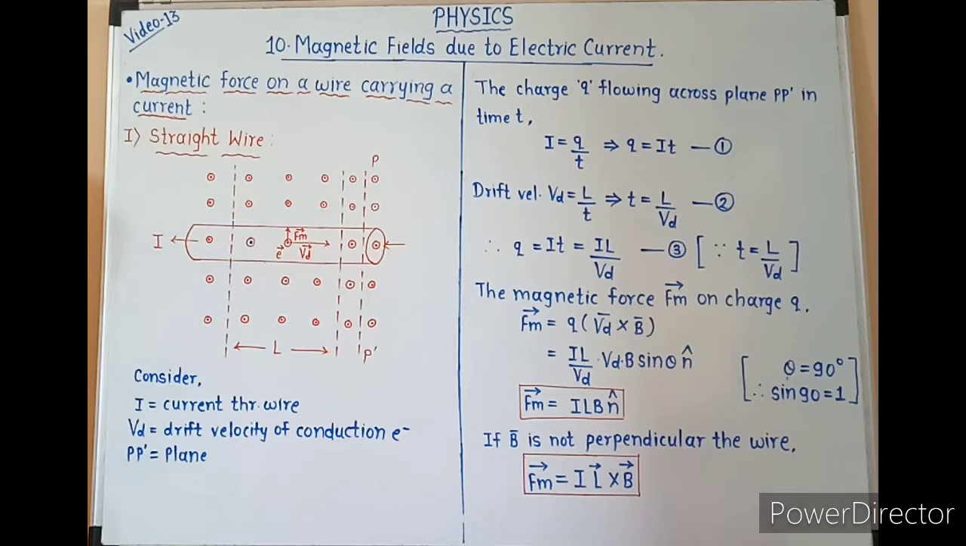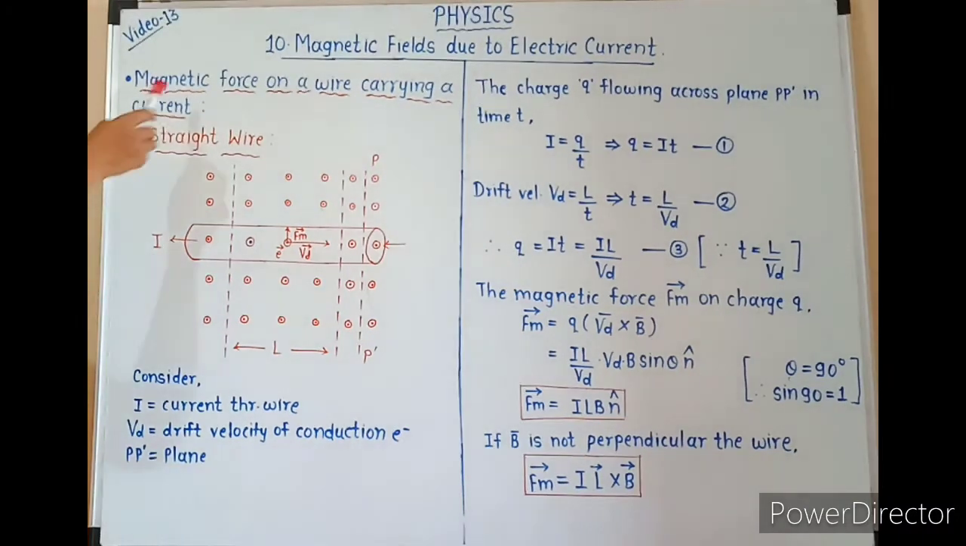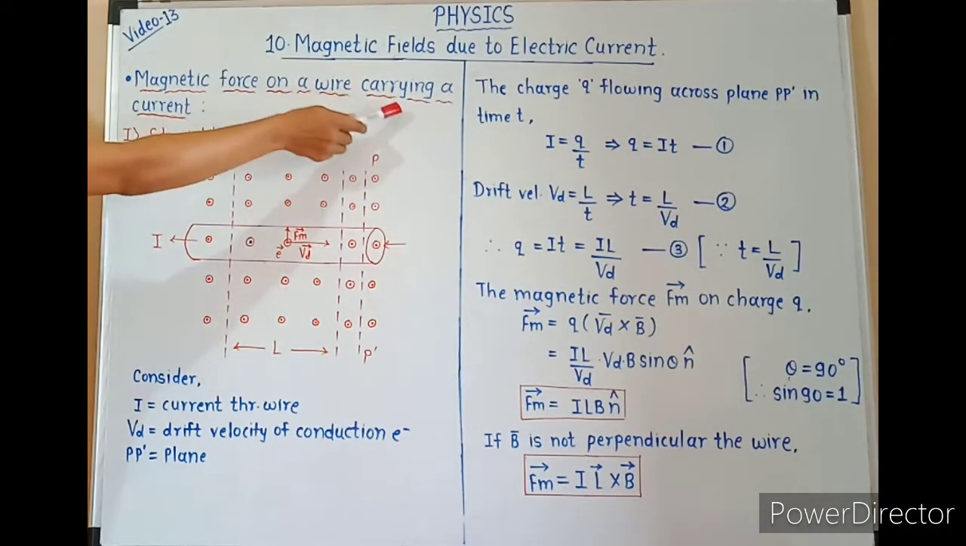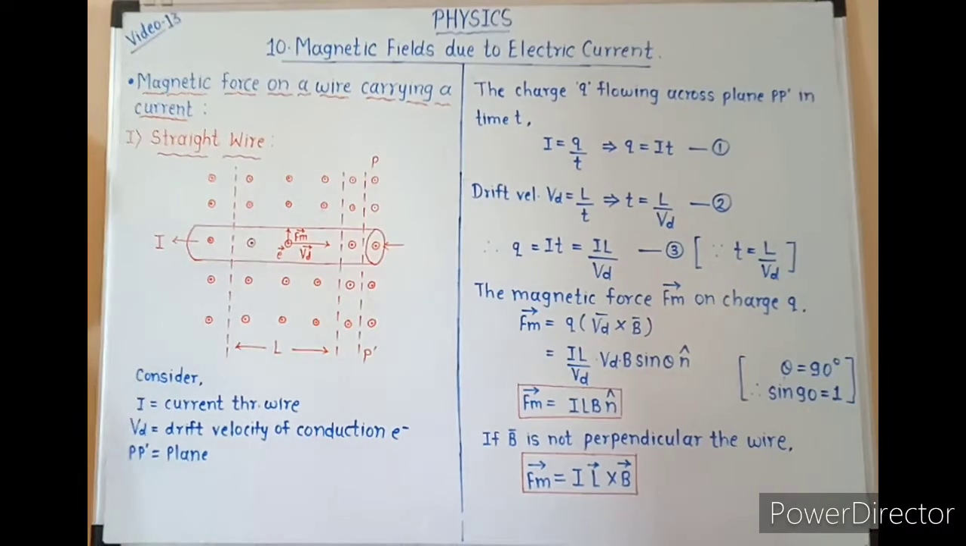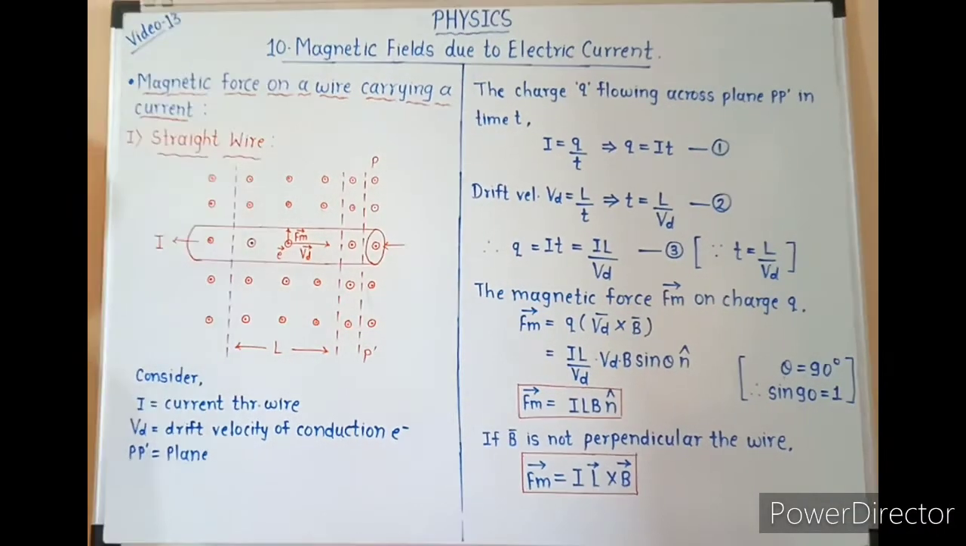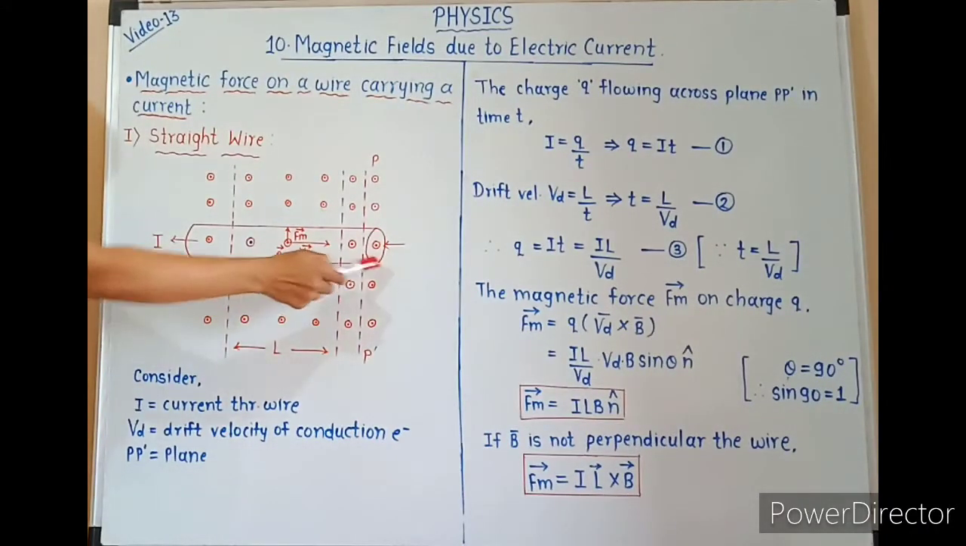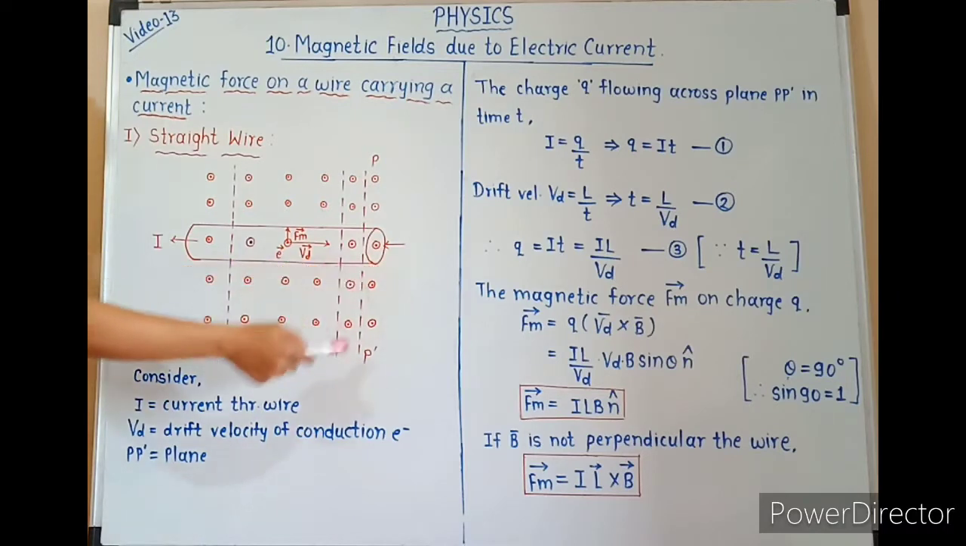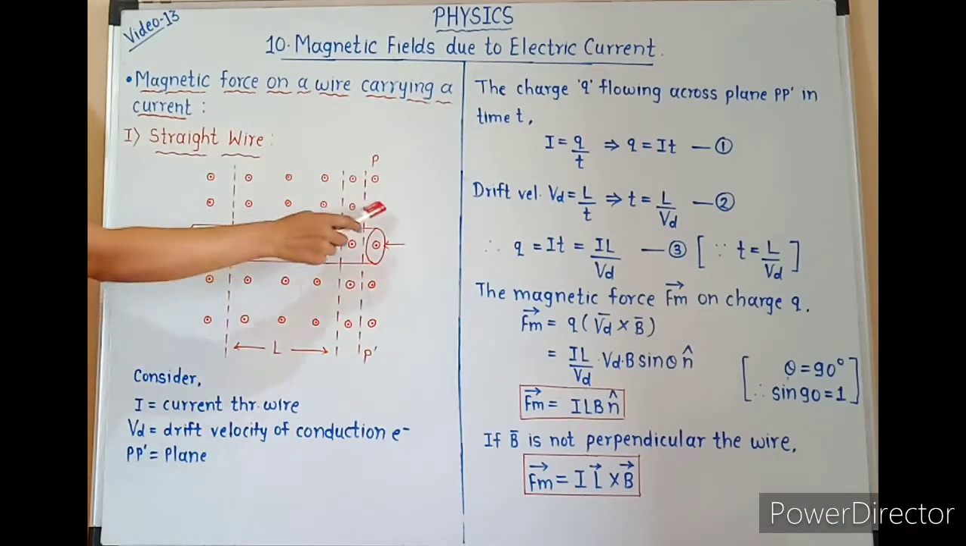So today we are going to learn the next point, magnetic force on a wire carrying a current. The first point is magnetic force on a straight wire. Now consider a straight wire of length L, and an external magnetic field B bar is applied to this straight wire.